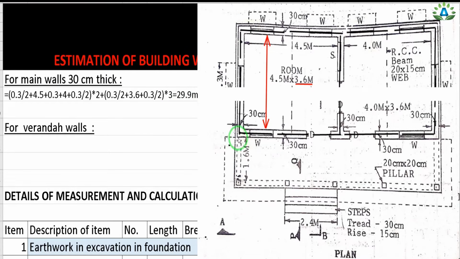Now our next step is to calculate the center line of this veranda. So firstly we need to calculate this center to center distance from this pillar center up to this pillar center.